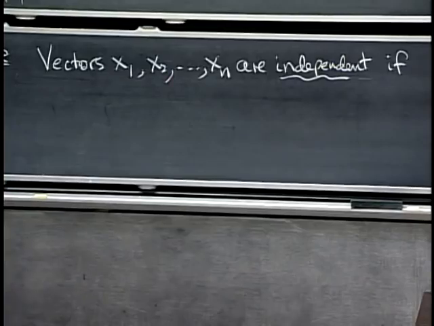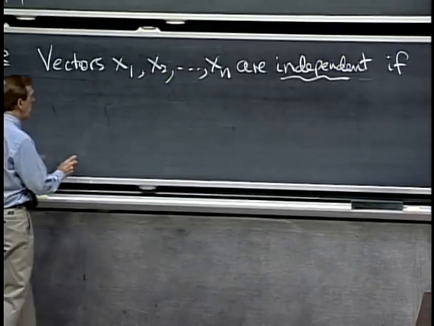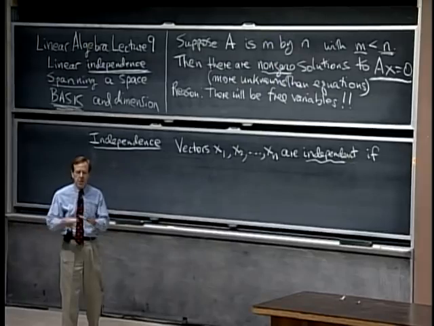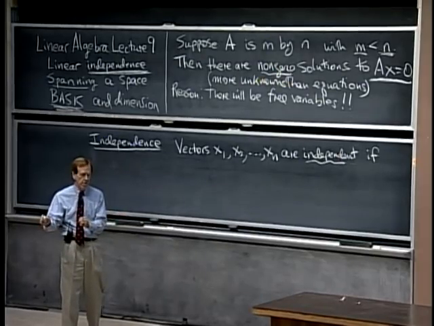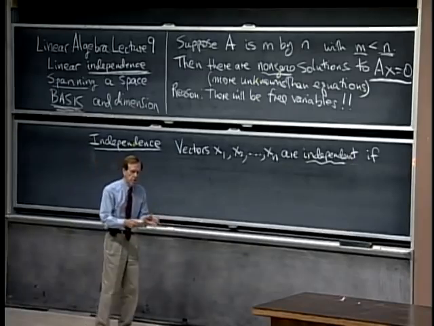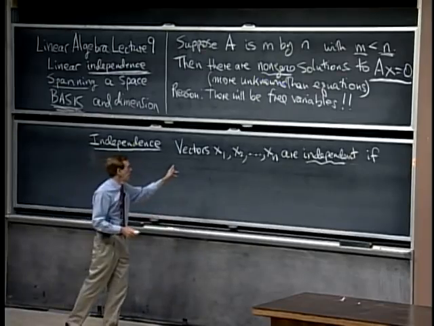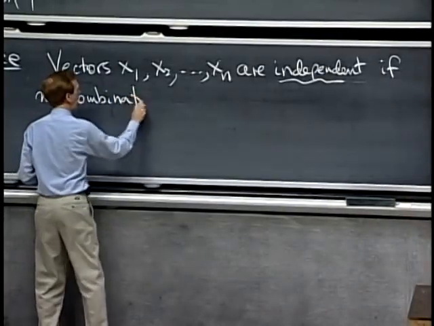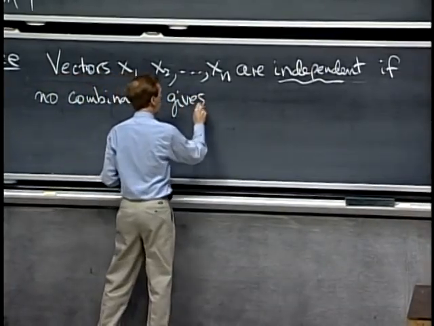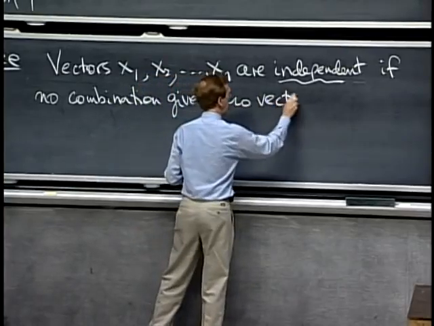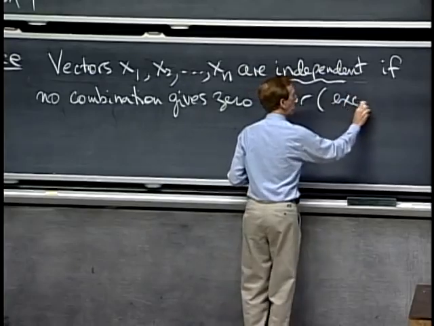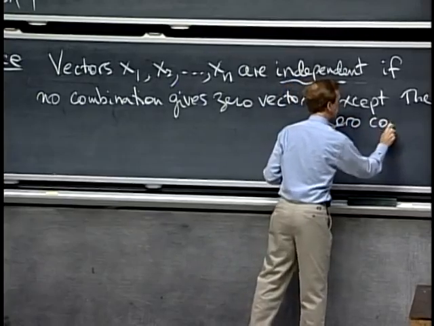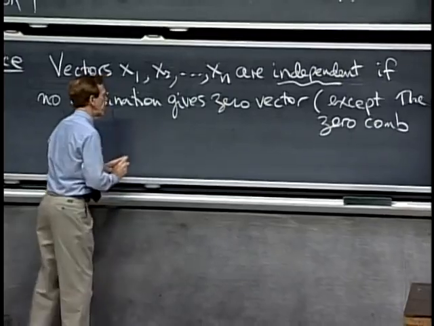These are just vectors in some vector space. I can take combinations of them. The question is, do any combinations give 0? If some combination of those vectors gives the 0 vector, other than the combination of all zeros, then they're dependent. They're independent if no combination gives the 0 vector. And then I'll have to put in an exception, the 0 combination. So what do I mean by that? No combination gives the 0 vector.